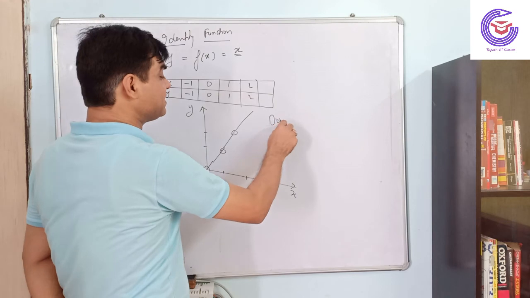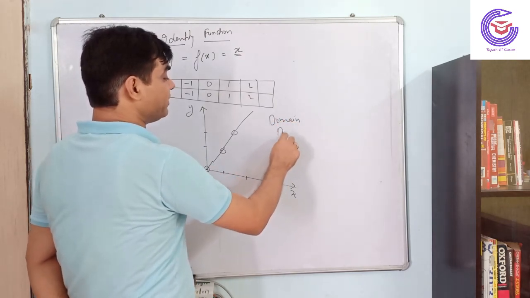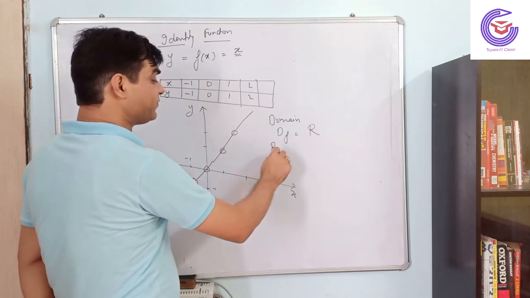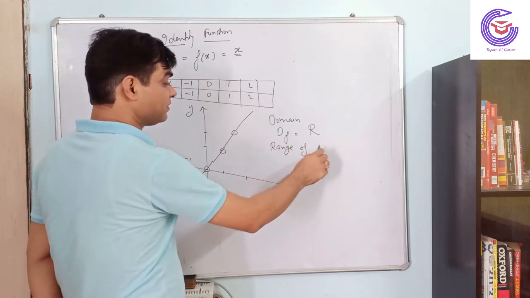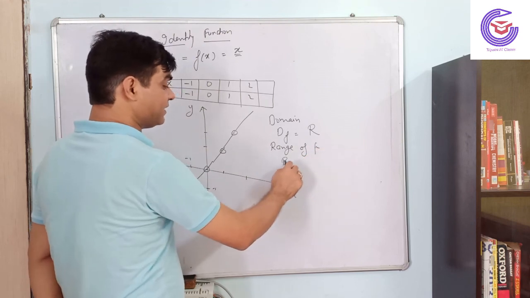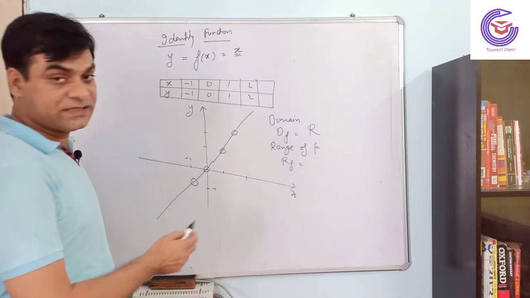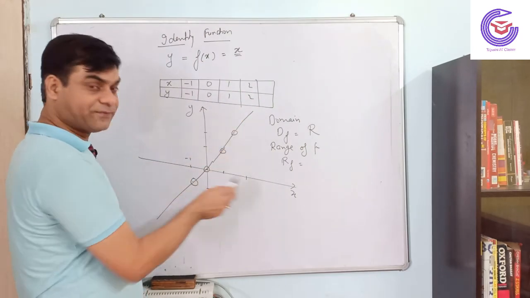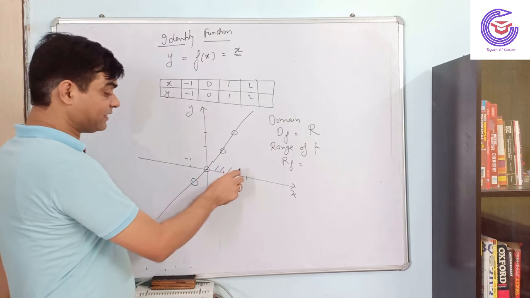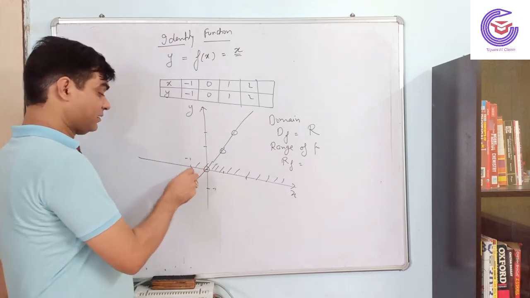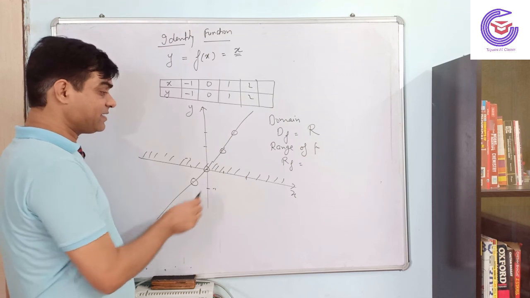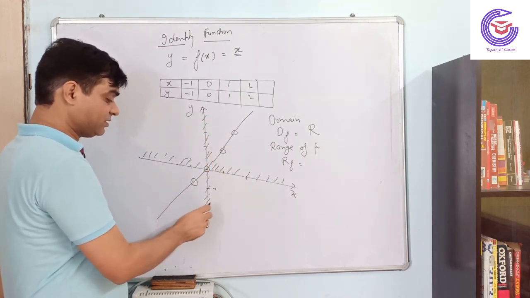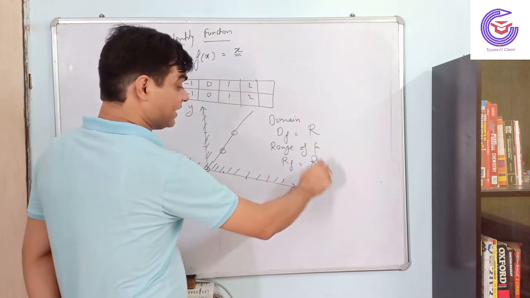What is the domain of this function? The domain of this function is equal to R. The range of this function, Rf, is again R, because for every value you are getting the same value. For the domain, you can see from the graph, the projection on the x side is called the domain. So this is R, and the projection on the y side is called the range. So this is coming as R.